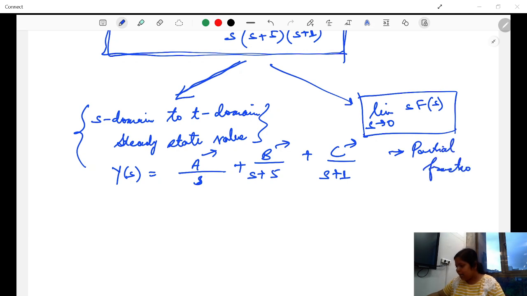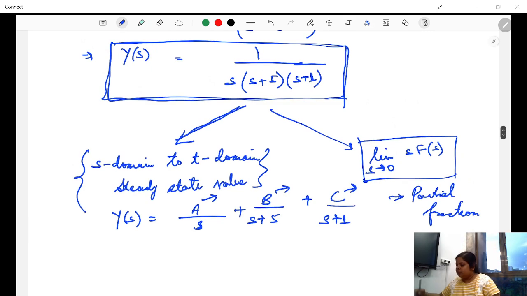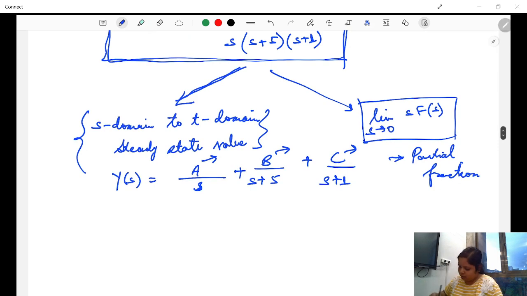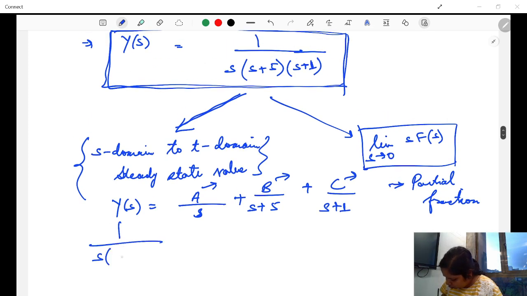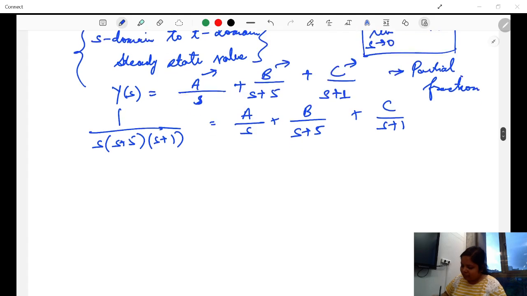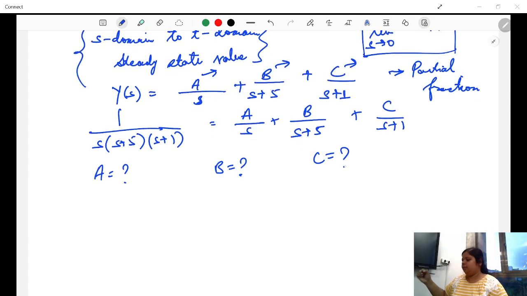So when you want to break the higher dimension transfer function, you want to segregate the terms, actually you would use this partial fraction method. So from here, what is Y(s) here? 1 upon s into (s plus 5) into (s plus 1), and here you have A upon s, B upon s plus 5 plus C upon s plus 1. Please find out the value of A, B and C.